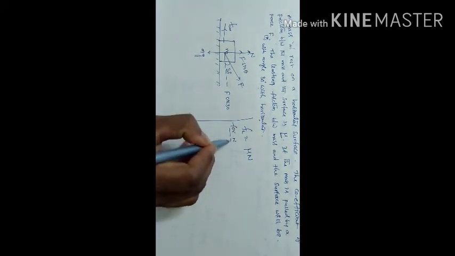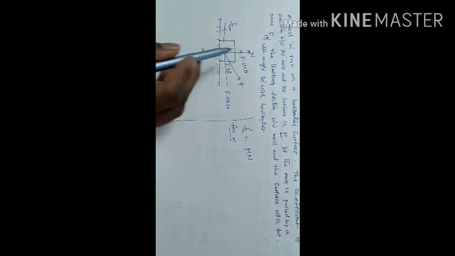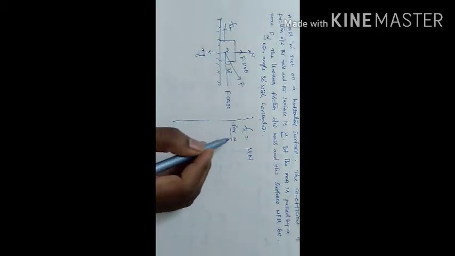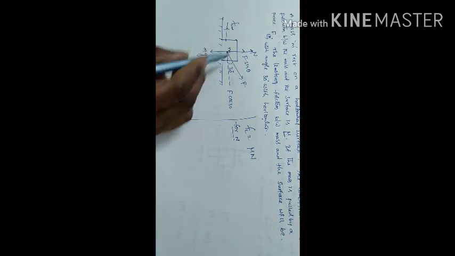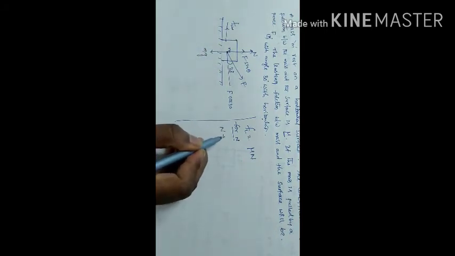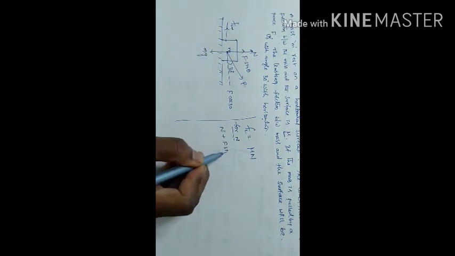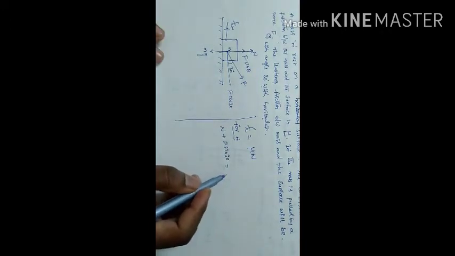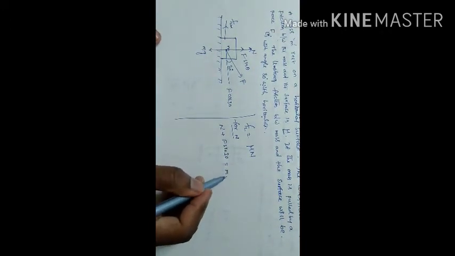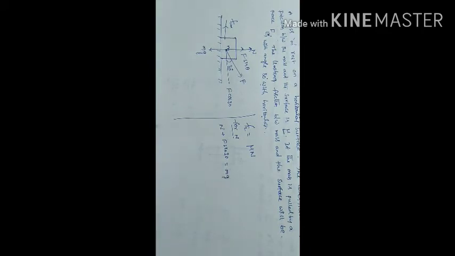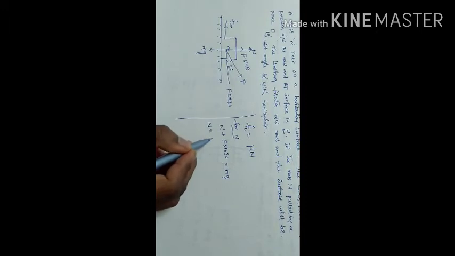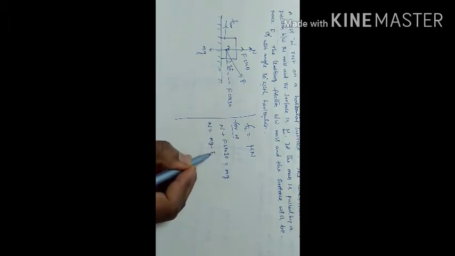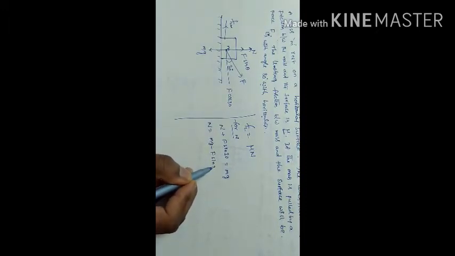So now for N, I am going to consider the vertical forces here. Vertical forces: N plus F sin 30, where theta is 30, is equal to the downward force in the equilibrium position, that is mg. Now N is equal to mg minus F sin 30. This is the N value.